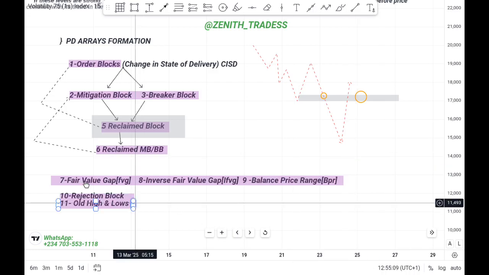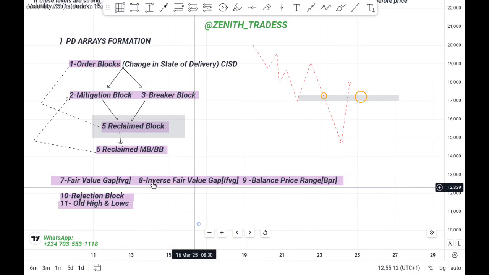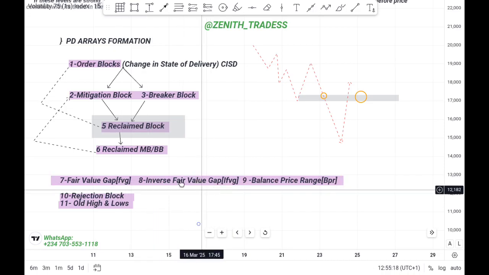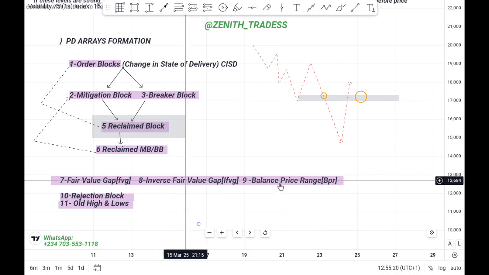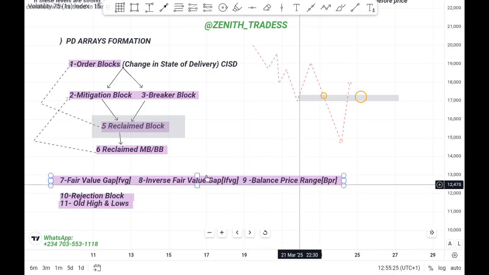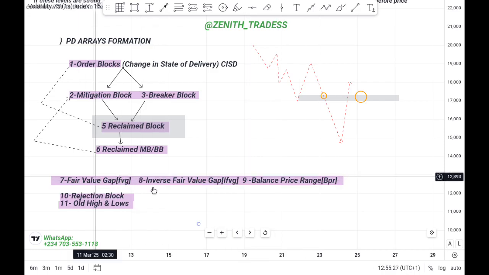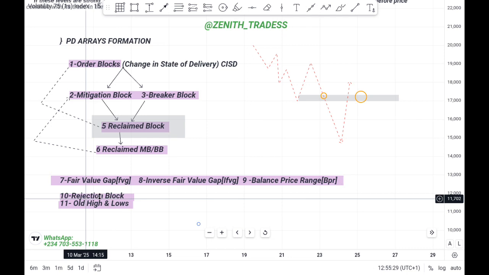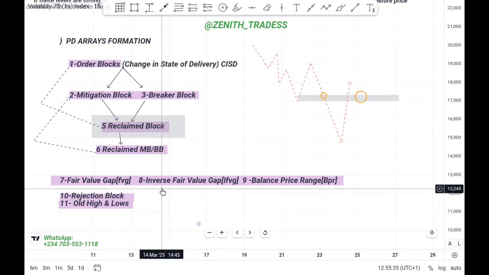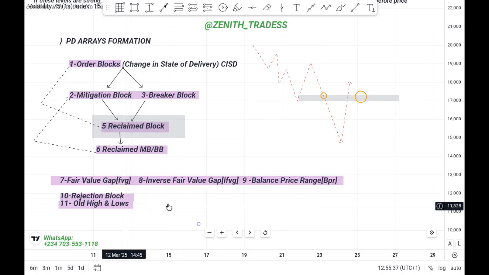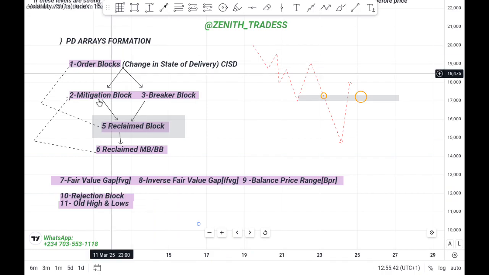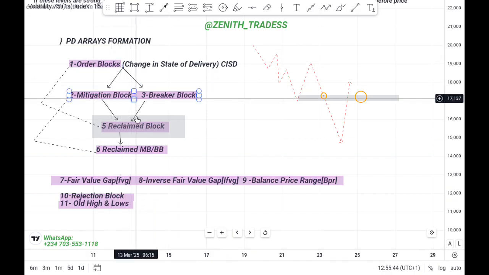But after a fair value gap has been created, it gives birth to what we call inverse fair value gap. From a fair value gap, you understand what inverse fair value gap is and what balanced price range is. Inverse fair value gap and balanced price range are derived from a fair value gap. So after fair value gap, we have what we call rejection block, old highs and lows, right? We also have proportion block, we have vacuum block. So these blocks, the ones we use mostly are the order blocks and the blocks they give birth to.